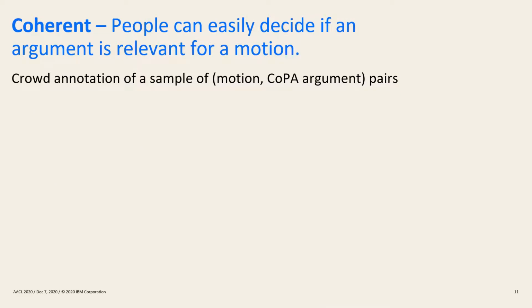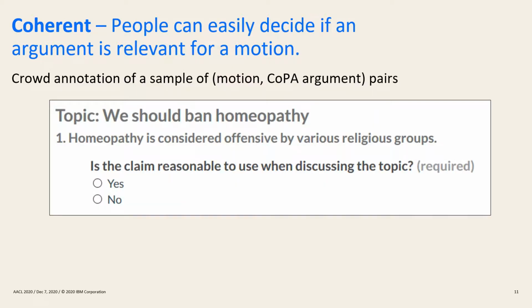Okay, so now I want to try and convince you that we've actually achieved our modeling goals. So the first one was coherency, that people can easily decide if an argument is relevant for a motion. To do this, we sampled pairs of motions and classes, and from each class we took an argument. So we had pairs of motions and arguments, and we showed them to crowd annotators. For example, the topic might be, we should ban homeopathy, and the claim might be, homeopathy is considered offensive by various religious groups. Here we've used a placeholder for the specific topic. So annotating such pairs, we could compare them to our ground truth and see if people agree with each other and if they agree with the ground truth.